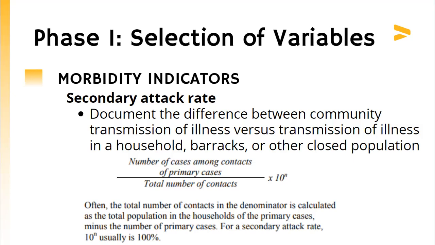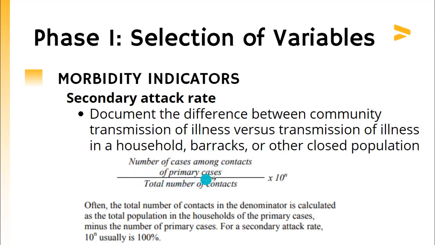Now, what you need to remember when we talk about secondary attack rate is that, secondary, no? So there are actually people who got infected first. So we call that primary cases. And then eventually, from these primary cases, we have a number now of new people who got infected. Okay? So this basically is represented by the number of cases among contacts of primary cases.